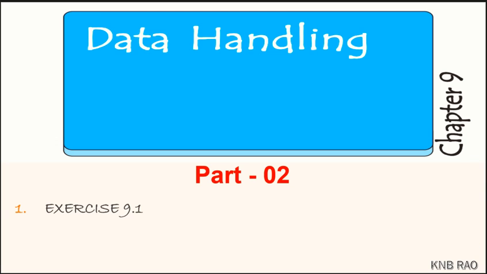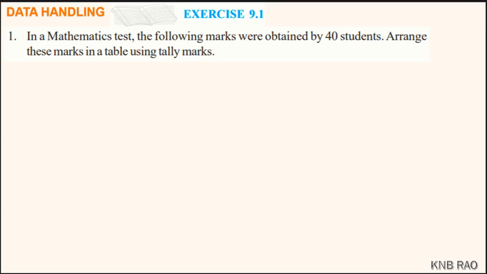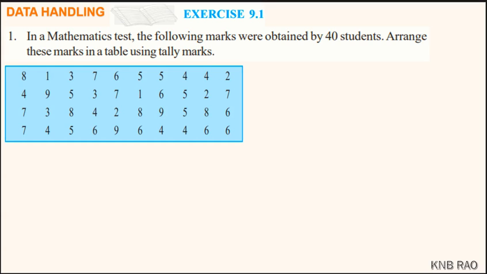Students, this is part 2 of the chapter Data Handling, in which we will be discussing questions from Exercise 9.1. In Exercise 9.1, question number 1, we have: in a mathematics test, the following marks were obtained by 40 students. Arrange these marks in a table using tally marks.